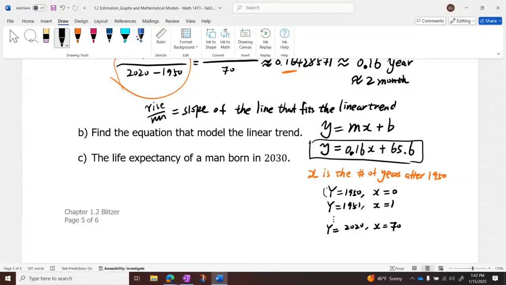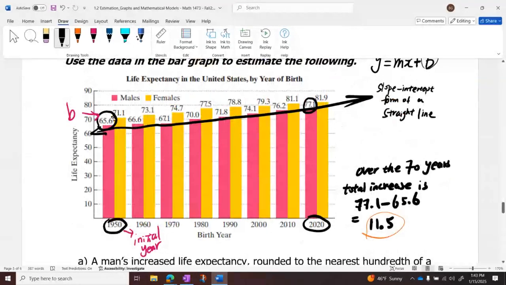Capital Y is a year. How does x represent the time? x here again is the number of years after 1950, because we see 1950 as the beginning, as the initial year. Simply put, M here is your answer from part A. B here is the number on top of the shortest bar, at the beginning.